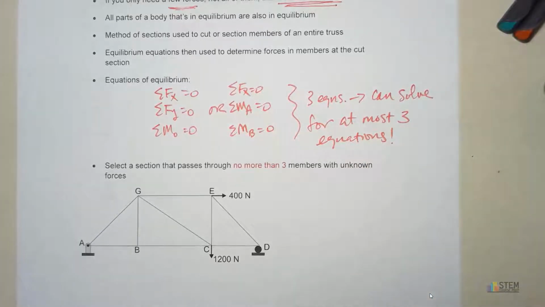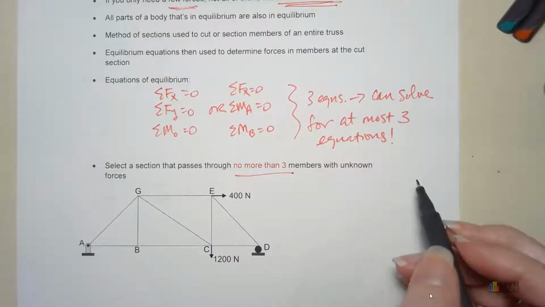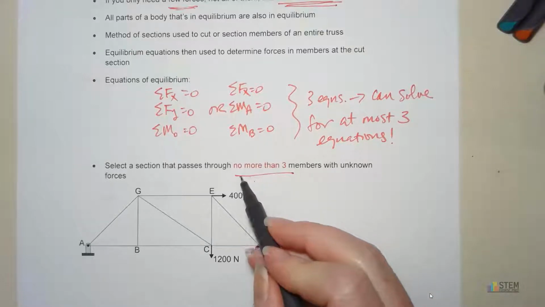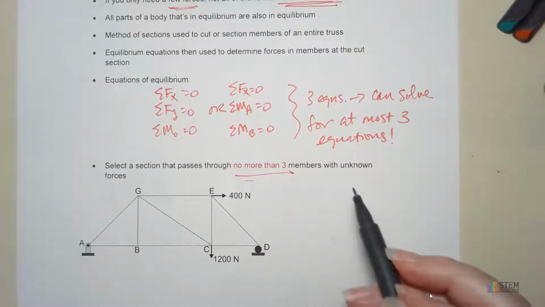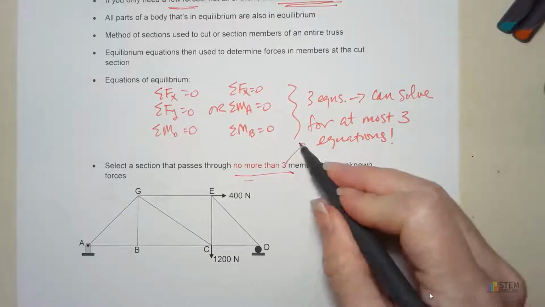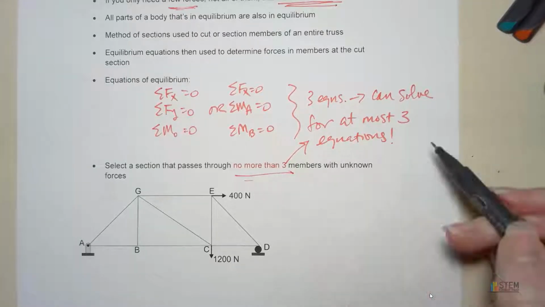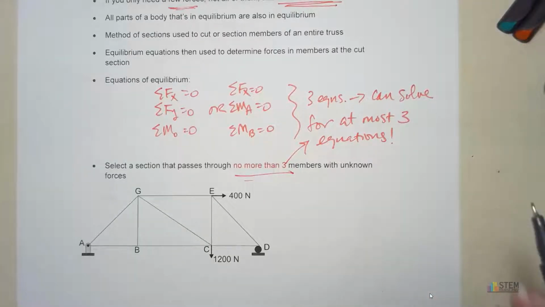All right, so there are our equations. Now what we're going to do is we're going to select a section that passes through no more than 3 members with unknown forces. And the reason why we don't want any more than 3 members with unknown forces is because of what we just said here, right? Because we can only solve for 3 unknowns. So it makes sense. We only want to have 3 unknowns at our cut.